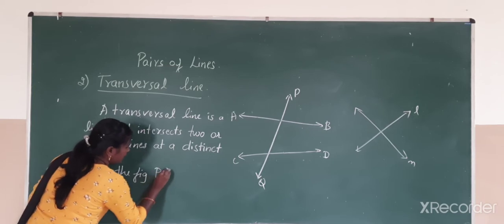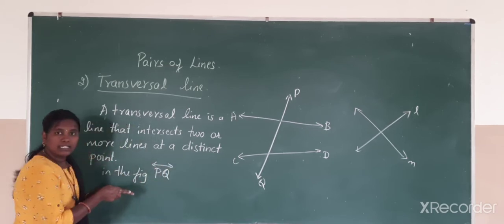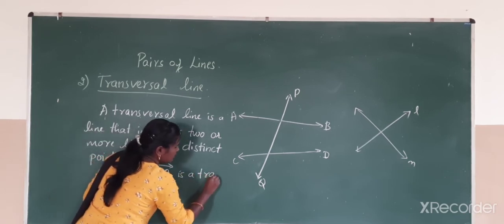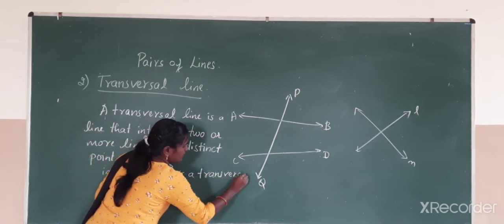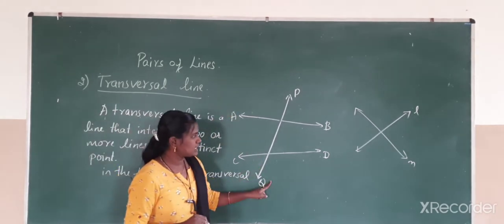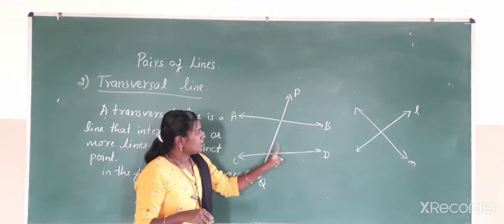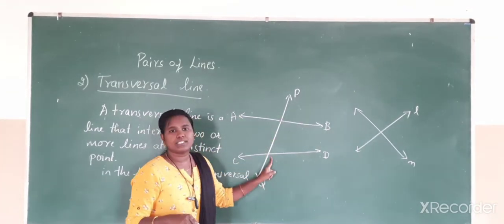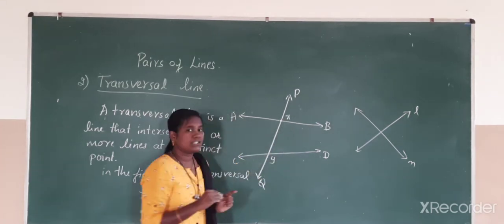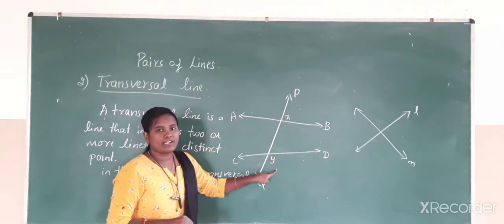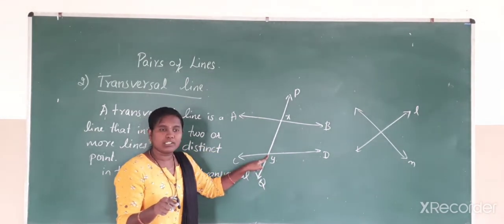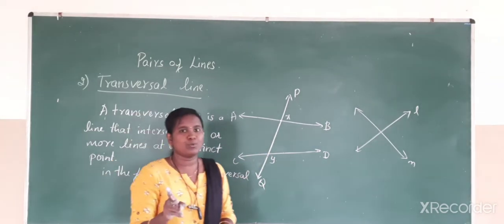So here in the figure, PQ is a line. So PQ is a transversal line. It is intersecting AB and CD at two distinct points. If I write this as X and Y, see, it is intersecting at 2 points. X is a distinct point, Y is a distinct point, therefore it is intersecting at 2 points.